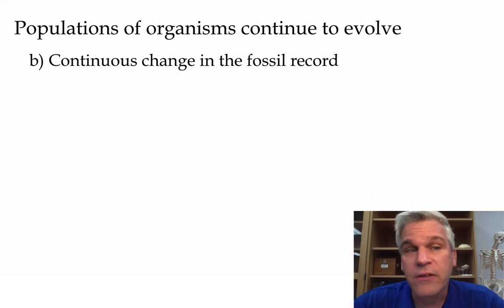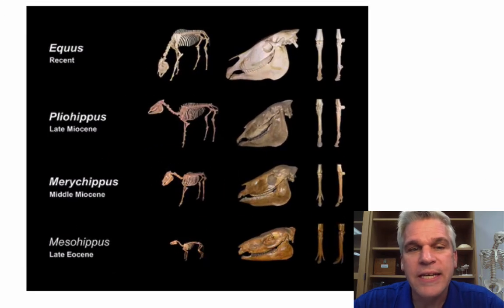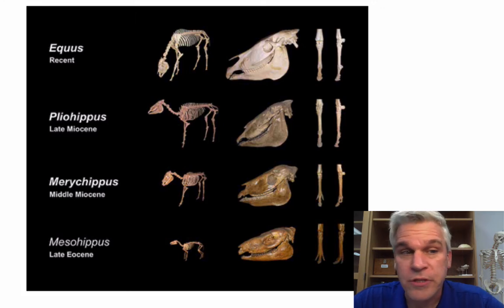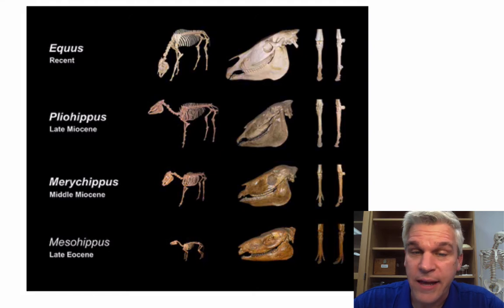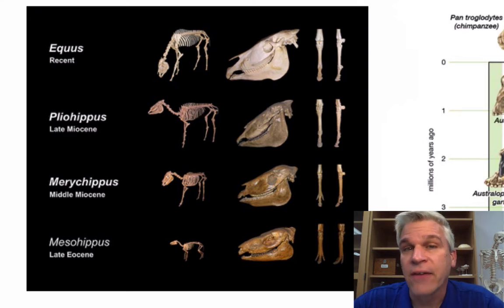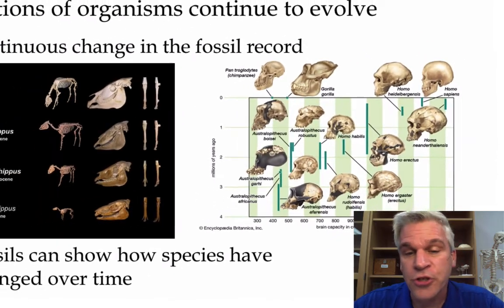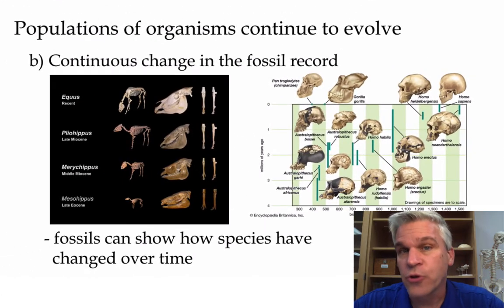We see this continuous evolution in changes in the fossil record. So for instance, we look at the evolution of the horse. We can see that change from these ancient Mesohippus types of horses to the modern horse that we have today. And we can track those changes. Another example of this is looking at human evolution, where we see some of these ancient species that have similar characteristics and how those characteristics have changed to the type of organisms that we are today. So fossils can show how these species have changed over time.